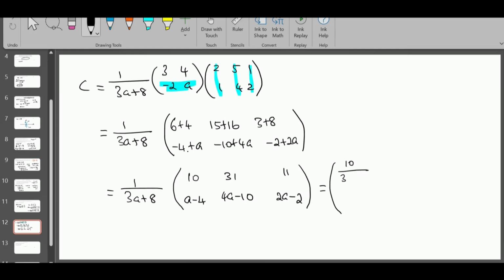10 over 3A plus 8. A minus 4 over 3A plus 8. 31 over 3A plus 8. 4A minus 10 over 3A plus 8. 11 over 3A plus 8. 2A minus 2 over 3A plus 8.